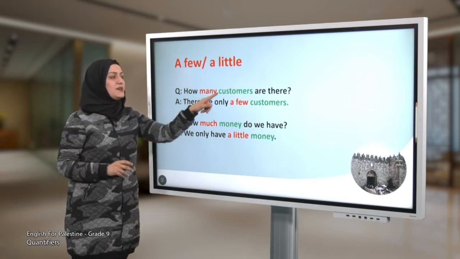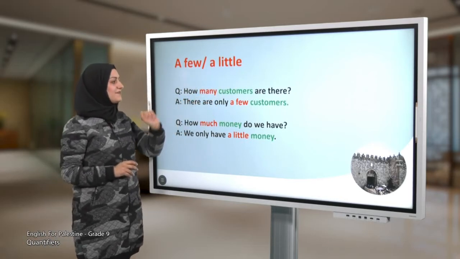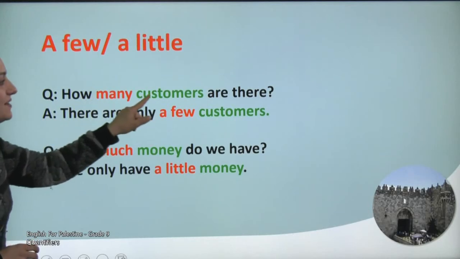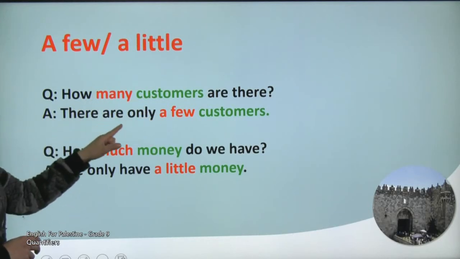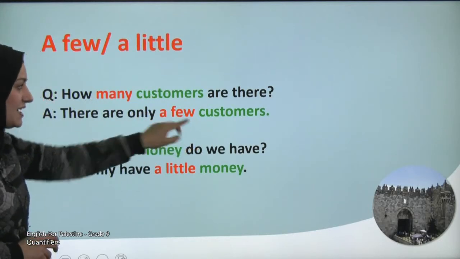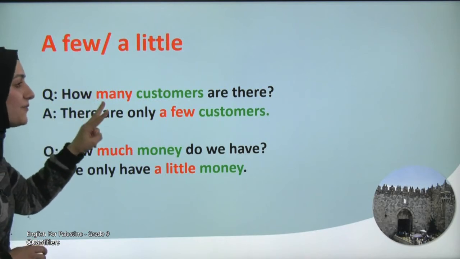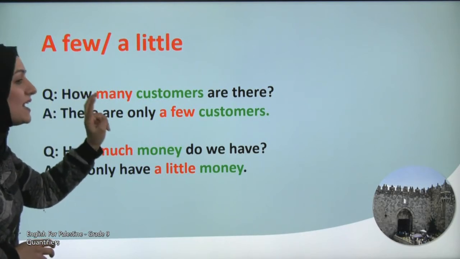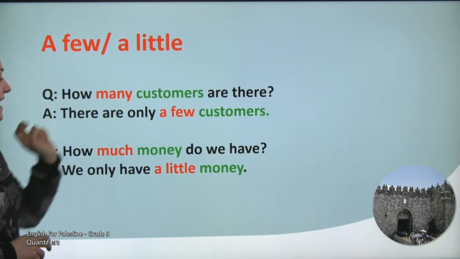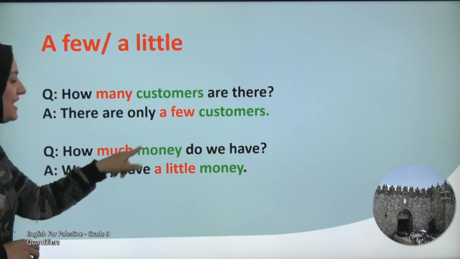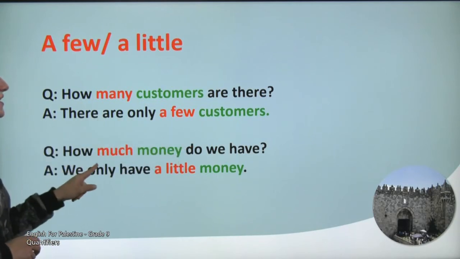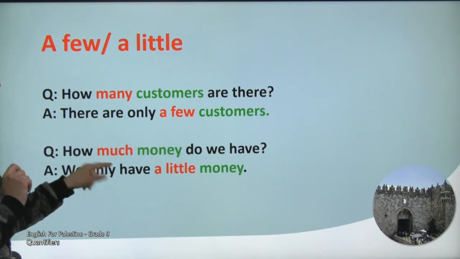How many customers are there? Can you see? Many customers are there. There are only a few customers. So many and a few are both used with countable plural nouns. How much money do we have? We only have a little money.